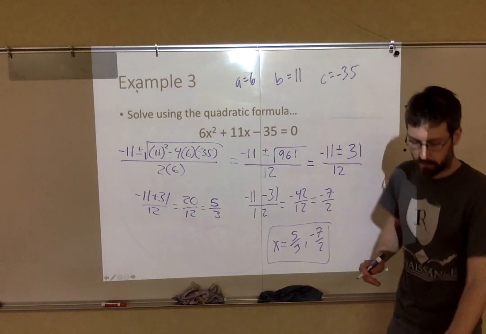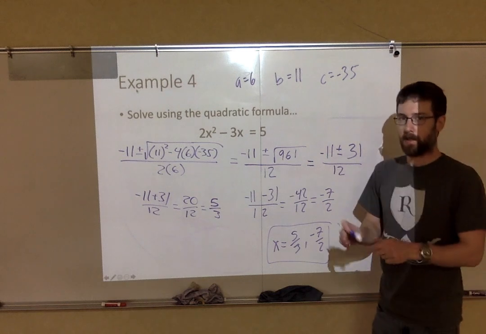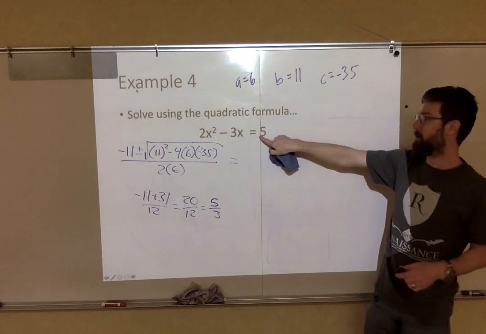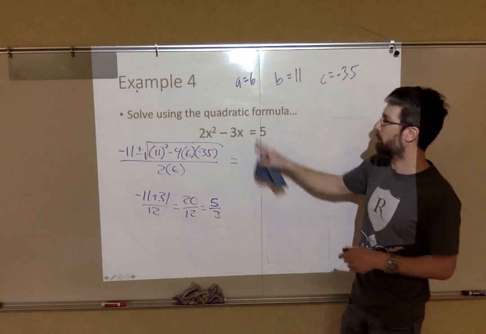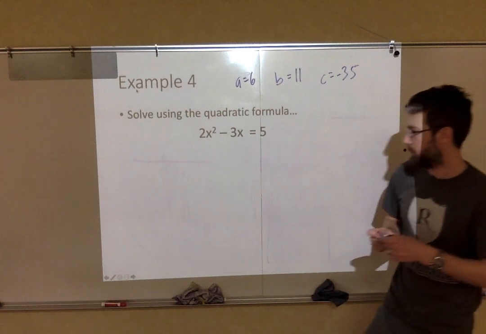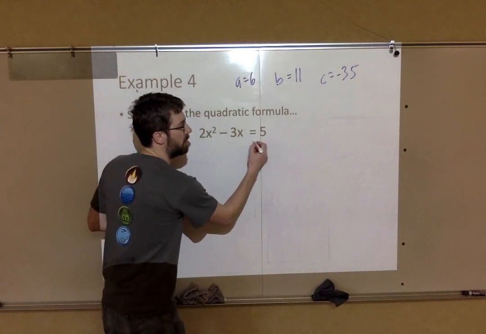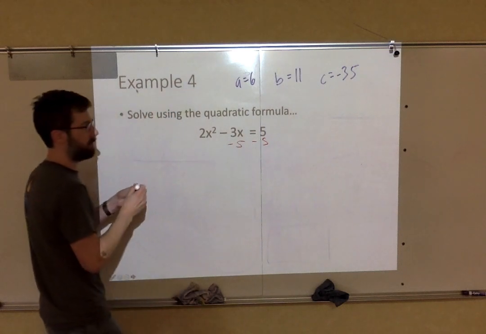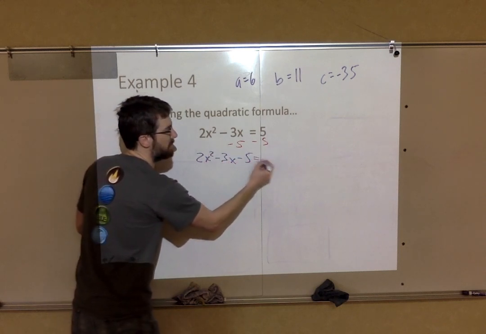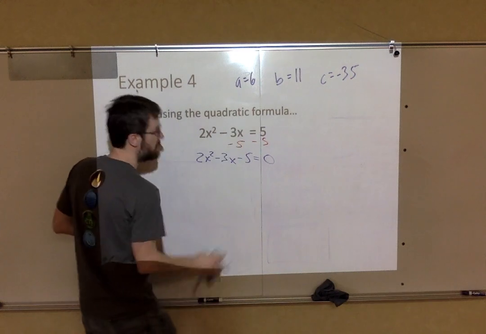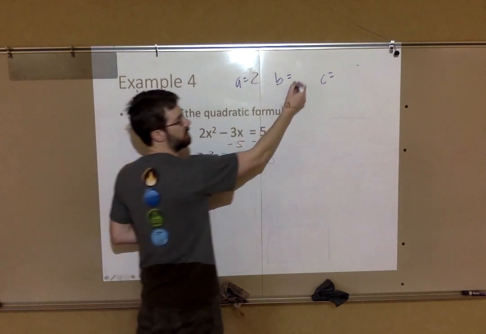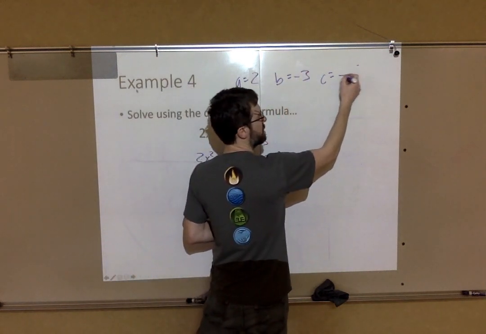All right, go ahead and pause once I have this erased and try this one. Now notice it's not equal to 0 on this side, so what do you have to do first before you figure out your A, B, and C? All right, so hopefully we remembered I have to subtract 5 from both sides to start with. And now it's 2x squared minus 3x minus 5 equals 0. So my A value is 2, B value is negative 3, and my C value is negative 5.